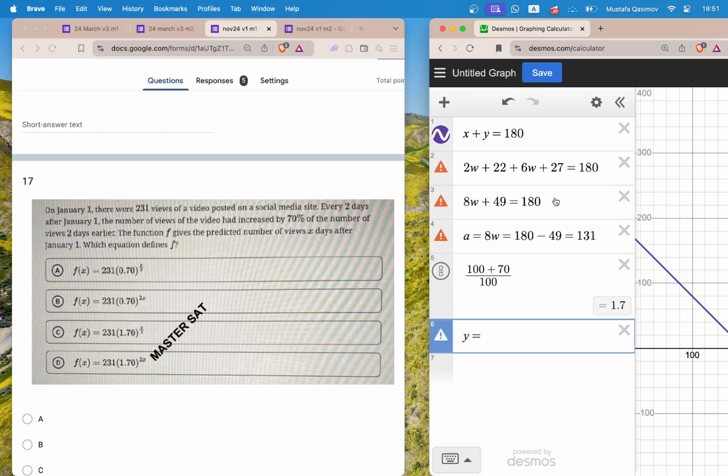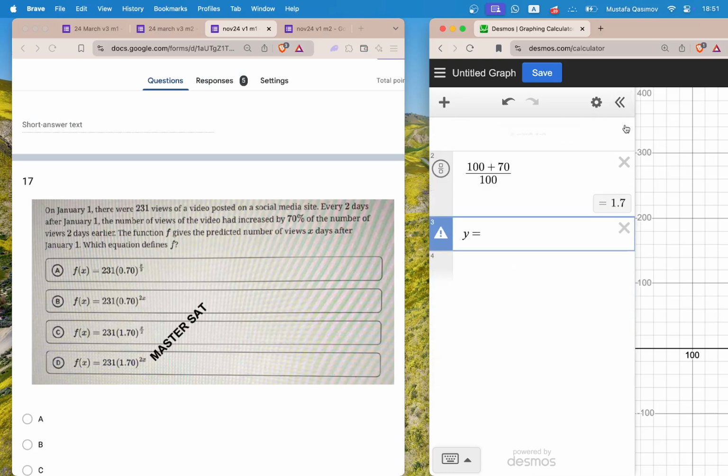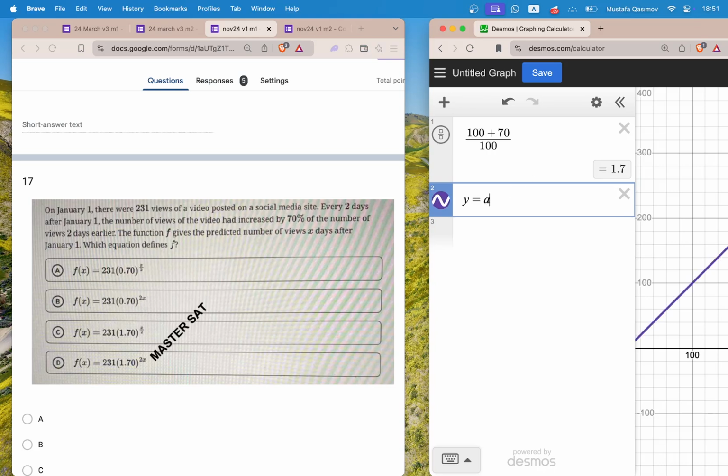In exponential function, we have this form: y is equal to a b to the x. B is 1.7. It shows how it changed. A is 231. And because it says every 2 days, it means that you have to divide x by 2 also. So answer is C here. Okay.